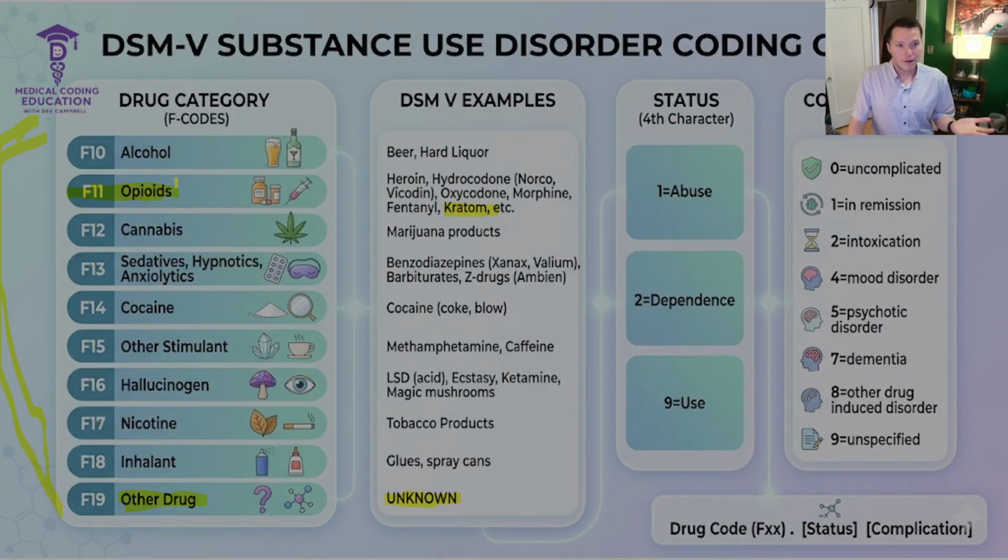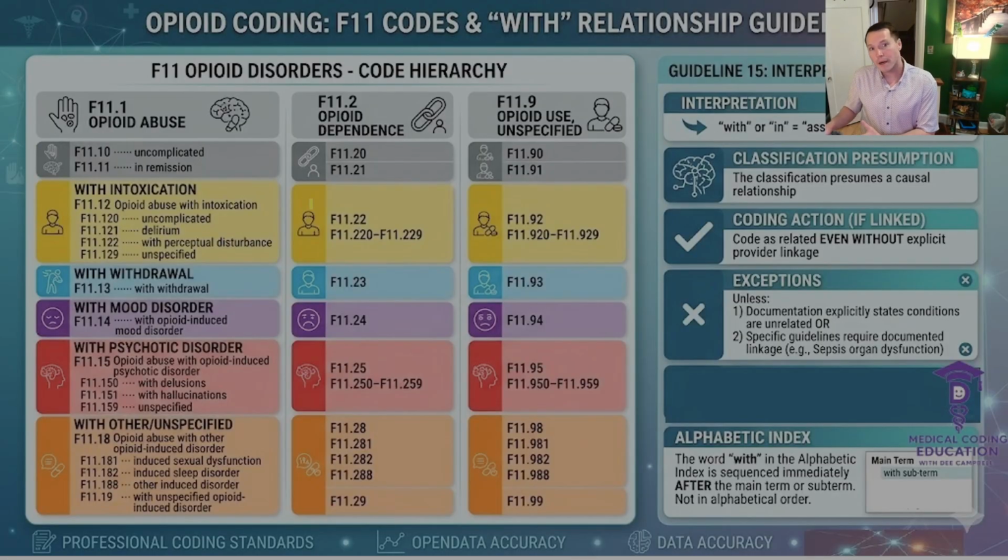But basically how these codes work is they're actually really easy. They're each broken down by their own drug families, like F15, other stimulants is where you'll find methamphetamines, and then you'll have the category here for what status level your patient's at, and then finally what kind of complications they have. It's actually pretty easy. I got broken down by opioids, because that's going to be the common one and the main thrust of my video here. And then on the side here, I have the with guidelines listed out.